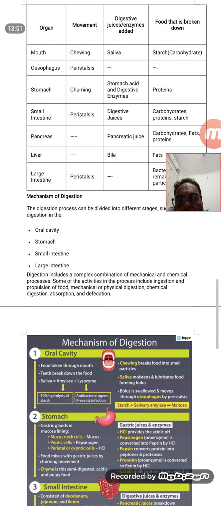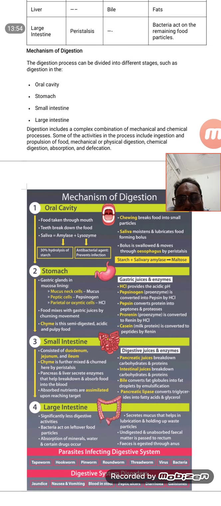And next comes the mechanism of digestion. What are the enzymes present in each and every area, and what is their function? First, if you see the oral cavity, inside the oral cavity we have saliva. Saliva contains amylase and lysozyme. So amylase will convert carbohydrate into maltose, malt sugars. Then that mixed bolus will be swallowed through the process of peristalsis. It will move through the esophagus and reach the stomach.